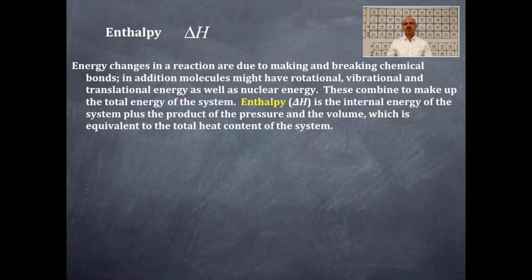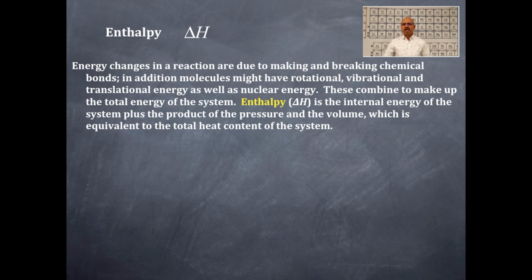Energy changes in a reaction are due to making and breaking chemical bonds. In addition, molecules have rotational, vibrational, and translational energy, as well as nuclear energy. So, rotational energy is moving in a circle, so spinning of a molecule around a bond, for example. Vibrational is vibrating, and translational energy is movement from one location to another location. So hopefully that makes sense. Ooh, that which just had translational energy. Okay, and nuclear energy, that's in the nucleus itself. These combine to make up the total energy of the system.